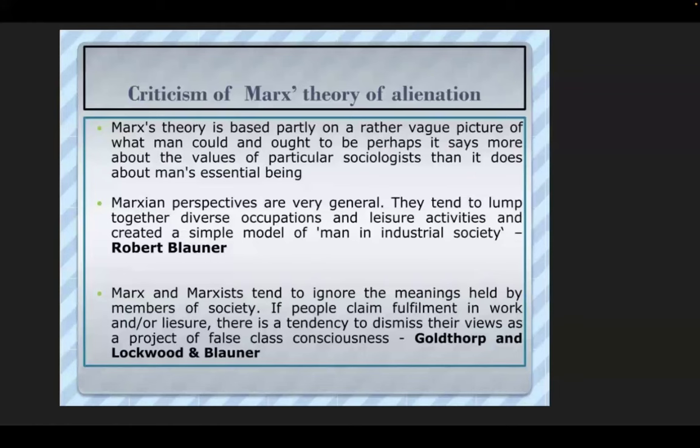Robert Blauner said that Marxian perspectives are very general. They tend to lump together diverse occupations and leisure activities and create a simple model of man in industrial society. So he is simplifying. He is an economic determinist. This is often the criticism of Marx's theory.